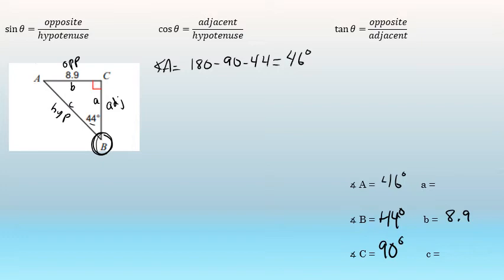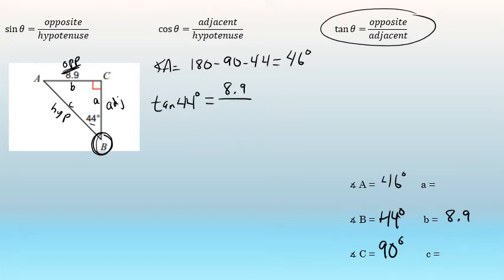To find side A, I have to realize that I've been given the opposite side. I know exactly what the opposite side is, and side A is the adjacent side. So I'm going to have to use a trig function that relates opposite and adjacent. If you take a look at the three trig functions at the top of the screen, you can see that the only one that includes opposite and adjacent is tangent. In fact, the tangent of any angle in a right triangle is the length of the opposite side over the adjacent side. So in this case, the tangent of 44 degrees is equal to its opposite side, 8.9, over its adjacent side, which is the unknown length of side A in this case.